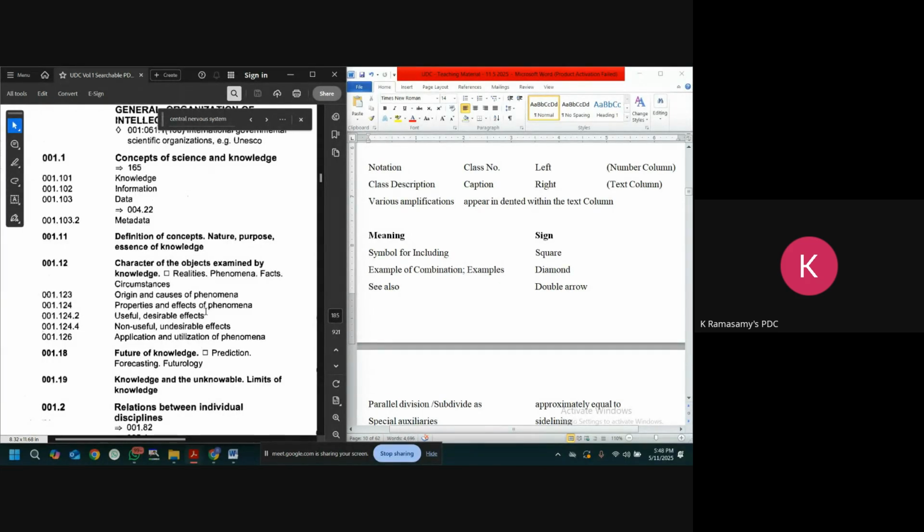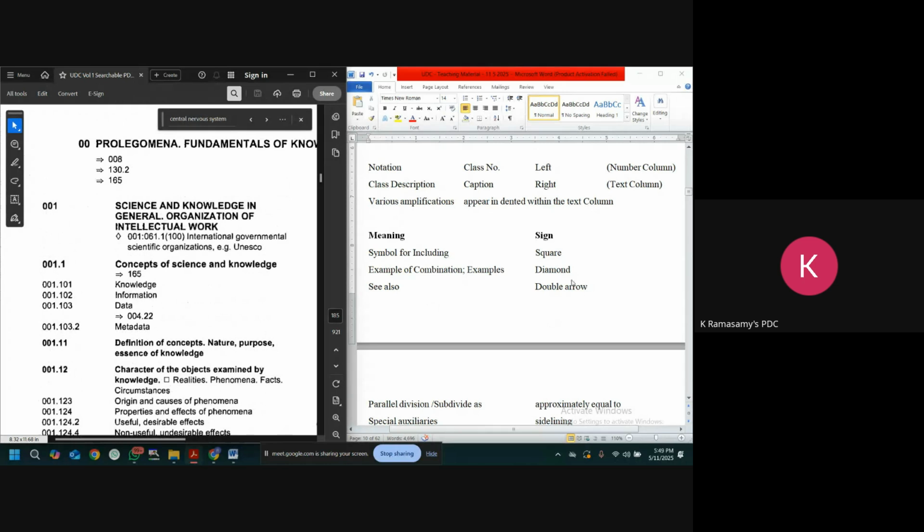001.12 includes realities, phenomenon, facts, circumstances. So this square symbol stands for including option. Okay, fine, good. And secondly, now and then you can see a diamond symbol. So here one square symbol is there. Here's a square symbol is there. Some diamond symbols are there.